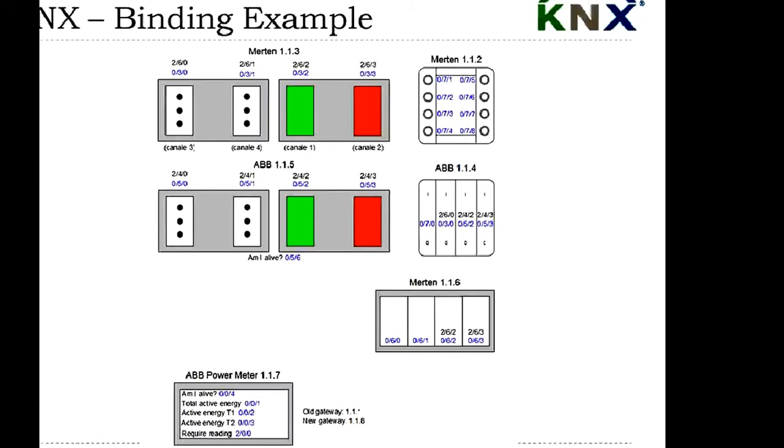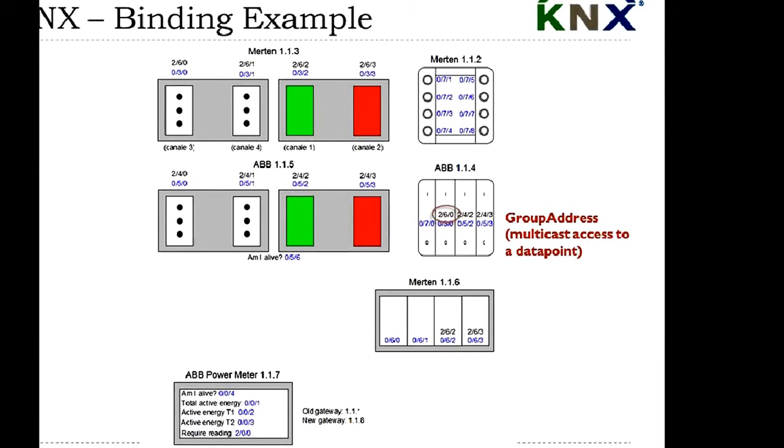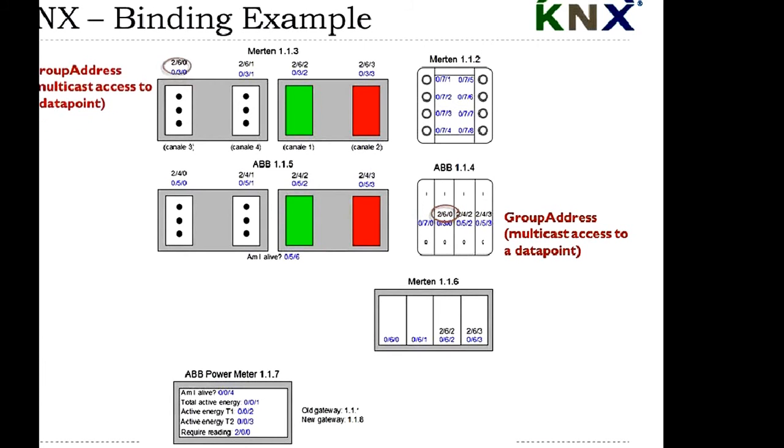If we want to bind the button with the plug, what we need to do is to assign a multicast address to the switch object of this device. For example, we assign to the switch object of this switch here the address 260. Then we assign the same address to the switch data point.